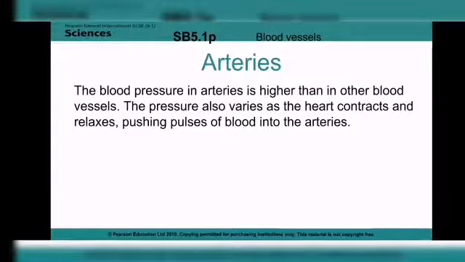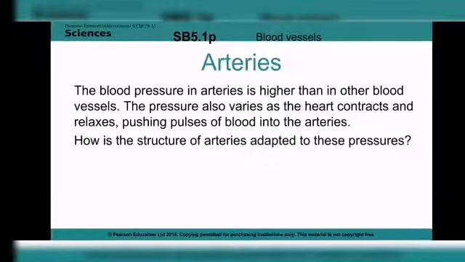Arteries. The blood pressure in arteries is higher than in other blood vessels. The pressure also varies as the heart contracts and relaxes, pushing pulses of blood into the arteries. How is the structure of arteries adapted to this pressure? We said each organ is adapted to its function.